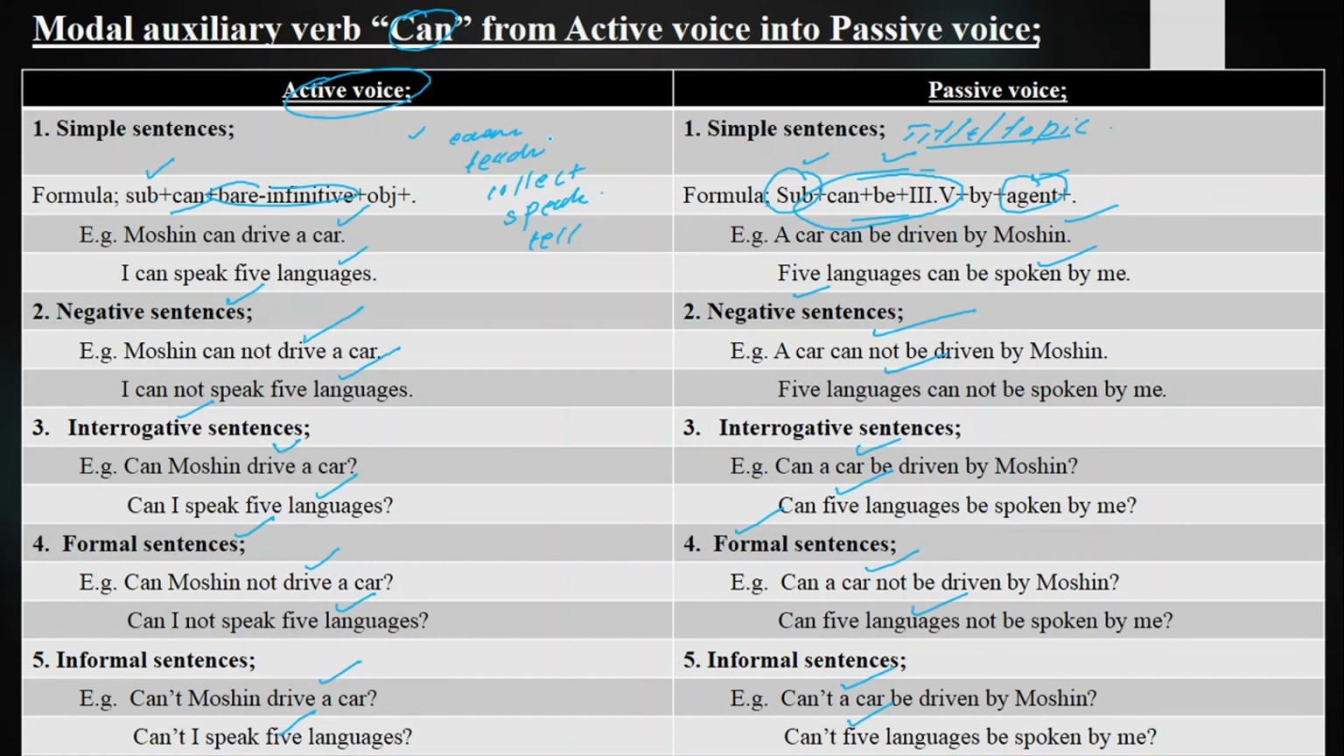Okay, I can teach grammar. Grammar can be taught by me. Grammar cannot be taught by me. Can grammar be taught by me? Can grammar not be taught by me? Can't grammar be taught by me?